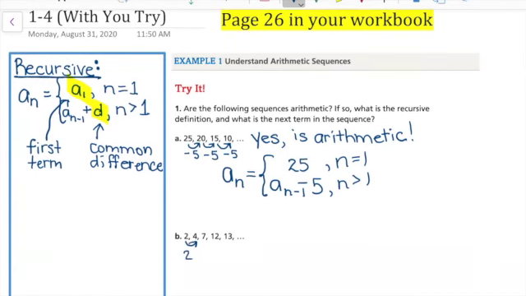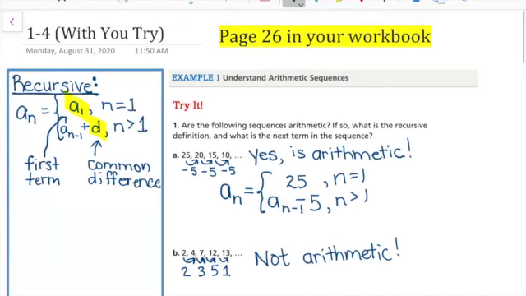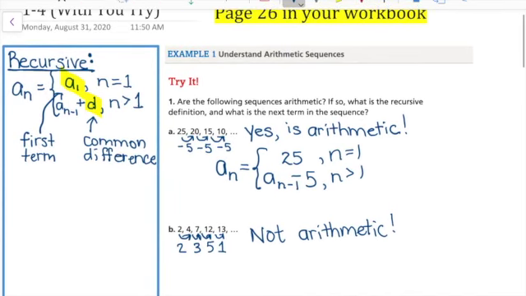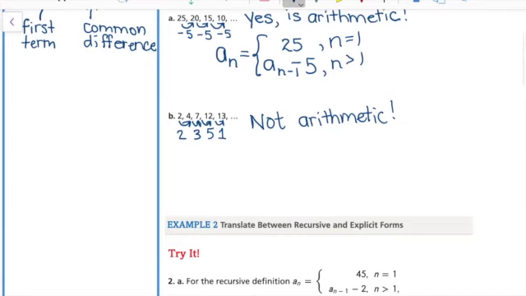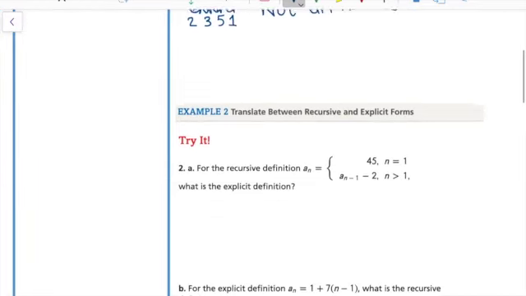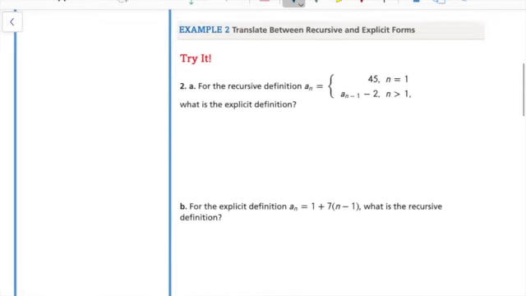From 2 to 4 is adding 2. From 4 to 7 is adding 3. From 7 to 12 is adding 5. And from 12 to 13 is adding 1. So, not arithmetic. So, we do not have to do the top. Good job. I forgot to mention this, but it is page 26 in your workbook, if you are following along in your workbook. Let's go ahead and knock out example 2 as well.